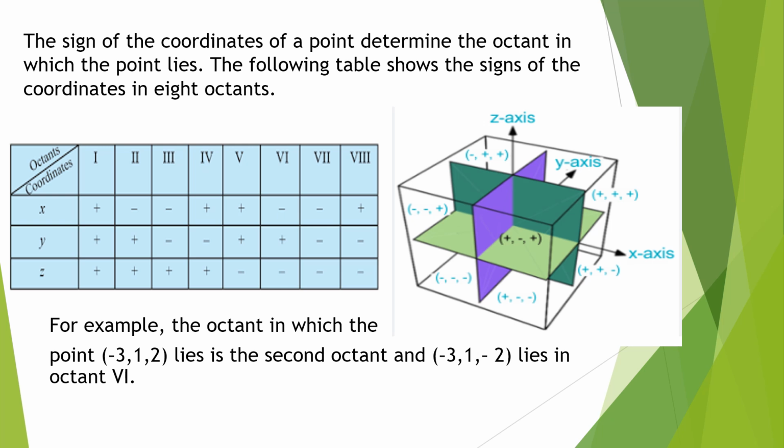Similarly, you have the 8 octants. Now you can be asked objective examples based on this. An easy way to remember this table is you have the x, y, z coordinates and you have the 8 octants. First, if we consider z, in the first 4 octants it is positive, in the last 4 it is negative. Then we come to y: first two positive, then two negative, again two positive and then two negative. And for the x coordinate: positive, negative, negative, positive, positive, negative, negative, positive. So you need to remember this table.